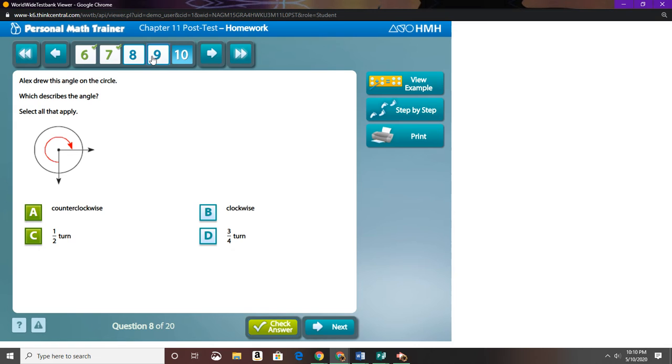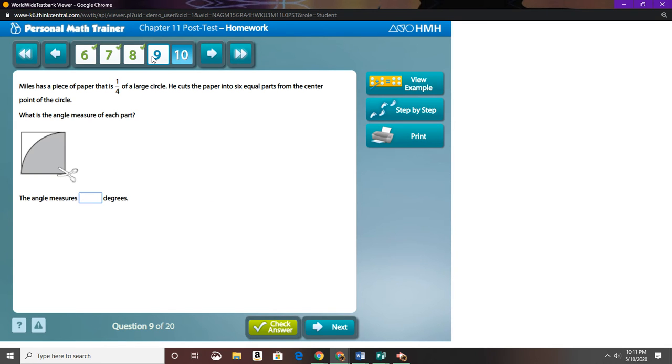Number 9 was a big one. Number 9, 10 people missed out of 24 that tried it. So Miles has a piece of paper that is 1/4 of a large circle. So I've already got a 1/4 of a circle. I've got a 90-degree angle here. He cuts that paper into 6 equal parts from the center point of the circle. What is the angle measure of each part?